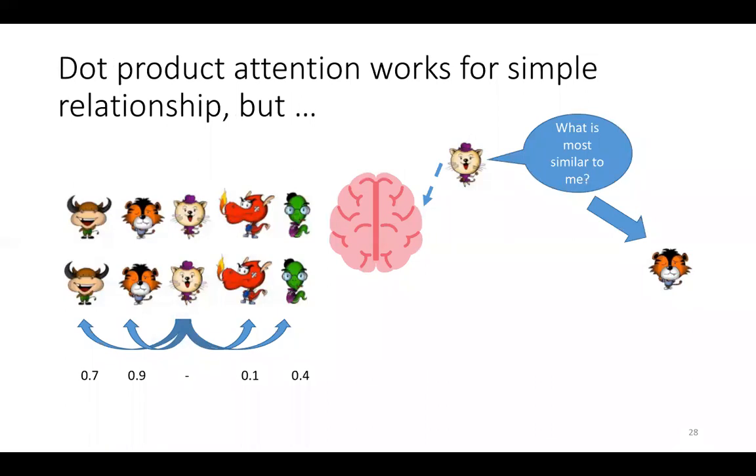The self-attention is dot product, right? So the dot product attention can work for simple relationships. In this case, if you have some animals like this, and you have a query which is a cat, and it asks what is the most similar animal to the cat, you can do dot attention, compute the cosine similarities between cat and other animals, and you find out that it is a tiger.